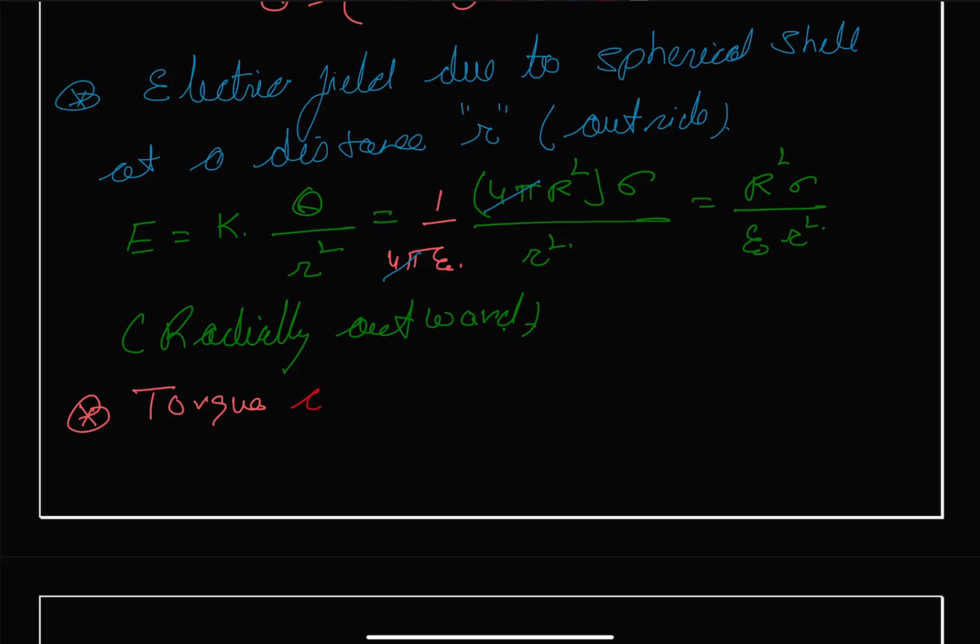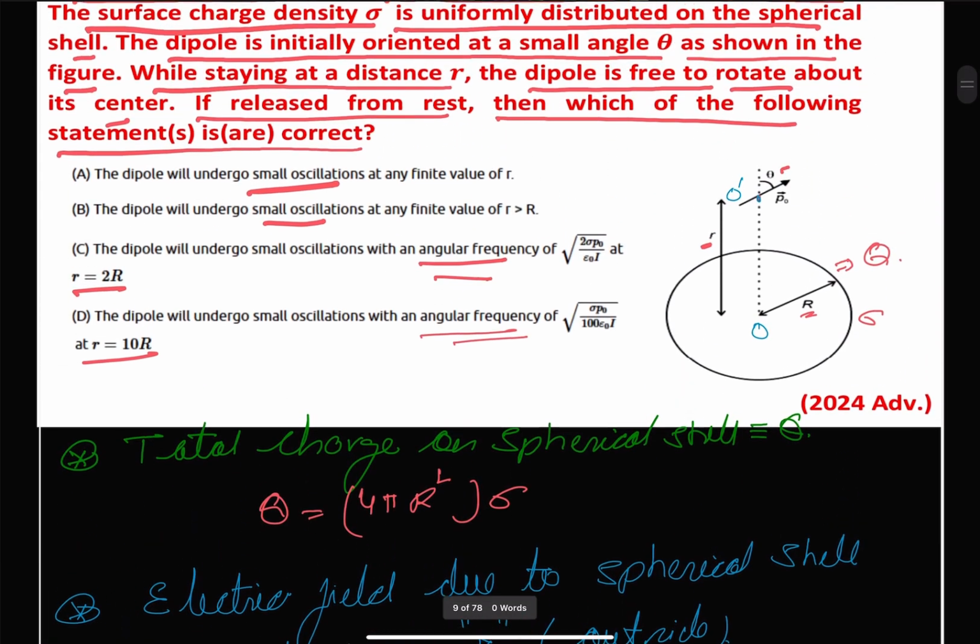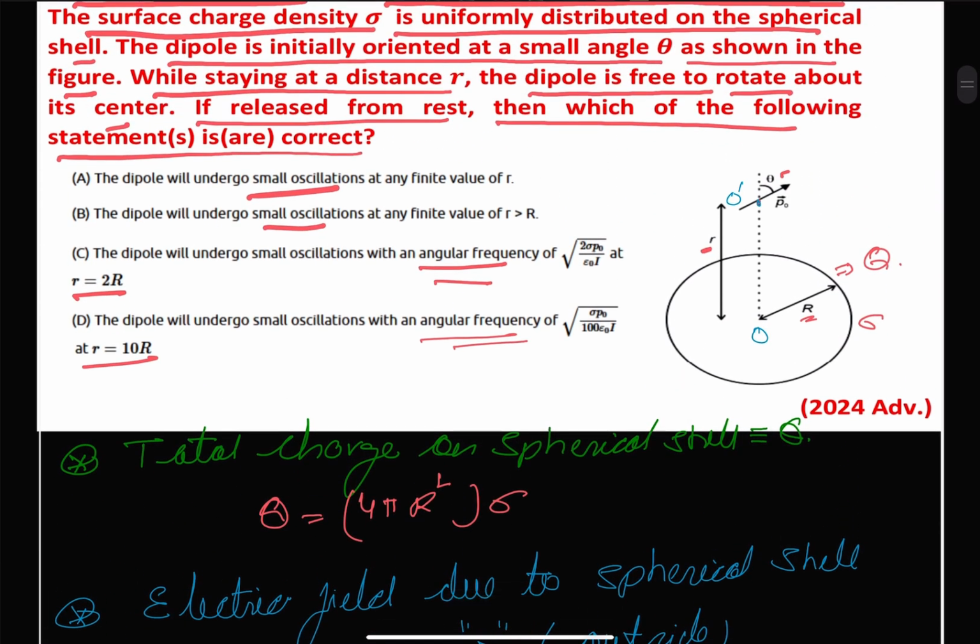Torque on the dipole, and the torque, let us suppose given as tau, will be equal to dipole moment and the electric field. Okay, so direction of this is given, so obviously this end will be positive.